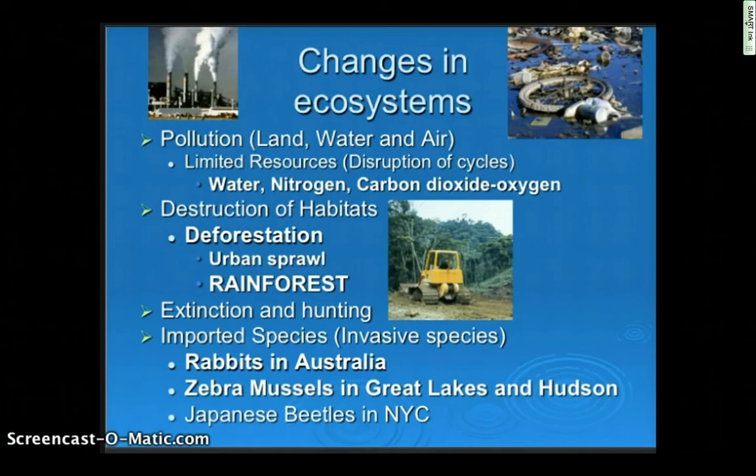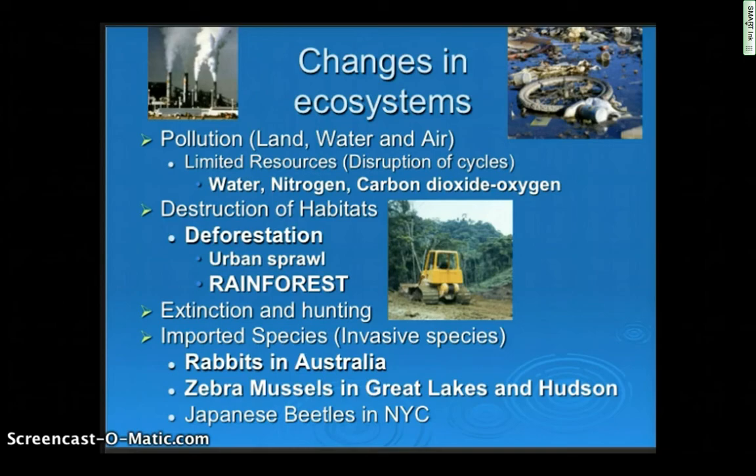Humans also destroy habitats. This is mainly through deforestation. So urban sprawl is a term that describes when cities are spread out away from the city center so that you're causing a greater amount of deforestation in the surrounding area.